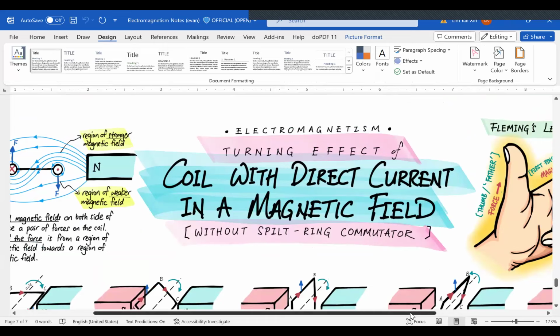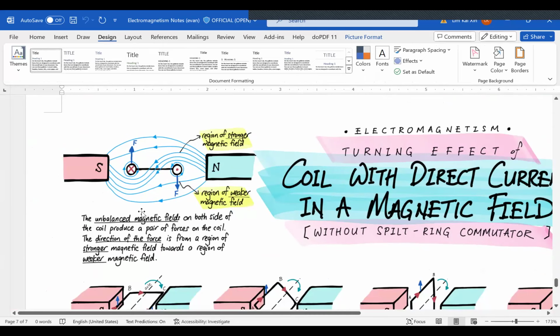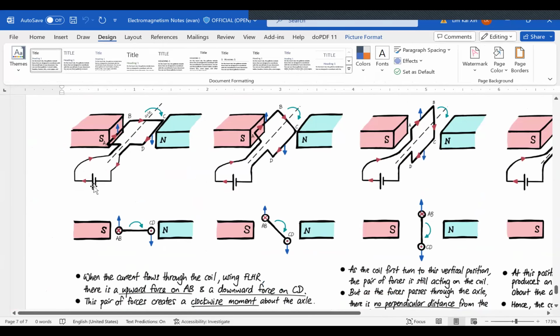Okay, so now it's without a split ring. Let's observe this. Now I don't have a split ring. I still have the same battery connected to the coil ABCD. So at the first stage, the current still flows through ABCD.